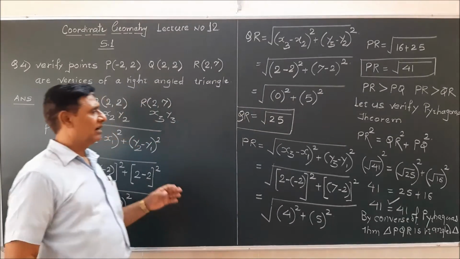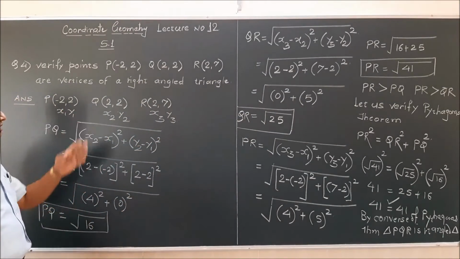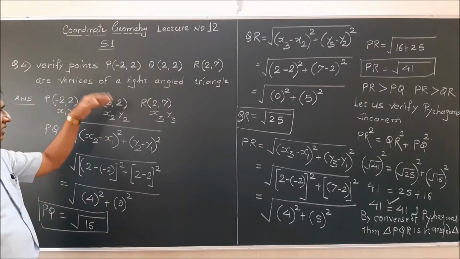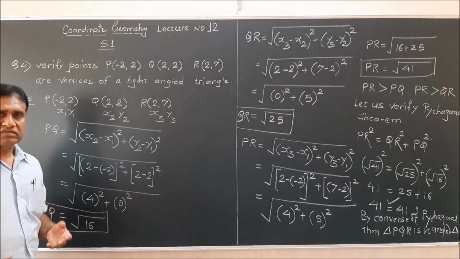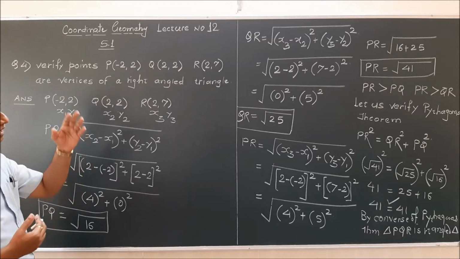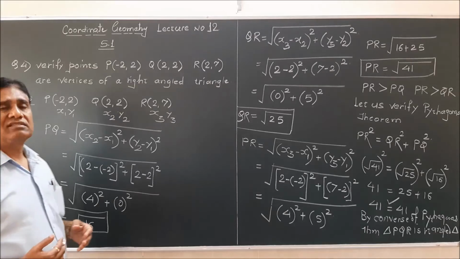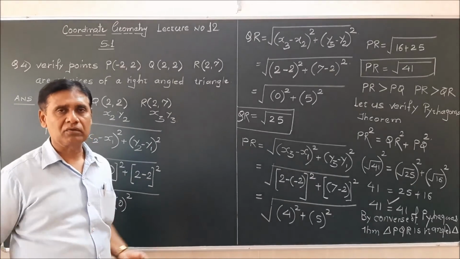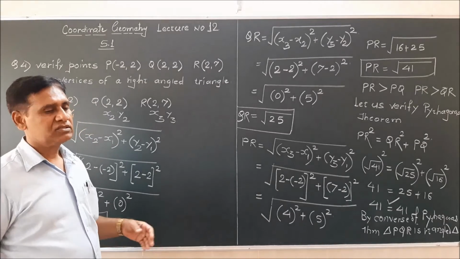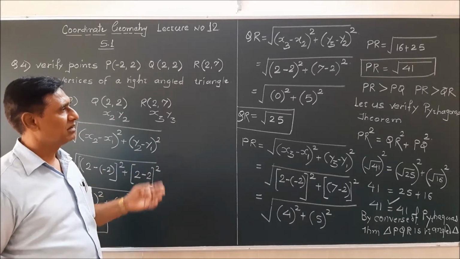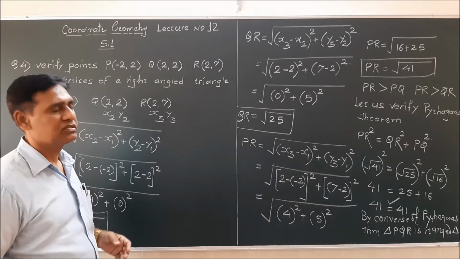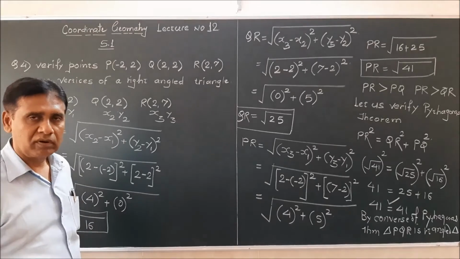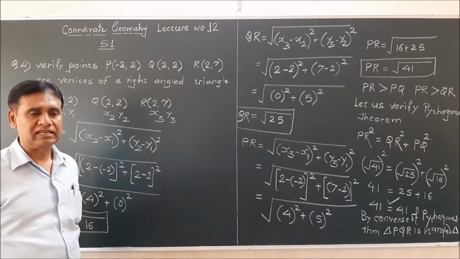First of all, I find out the value of PQ, then I find out the value of QR, and later on I find out the value of PR. After finding out these values, I came to know that the value of PR is the largest one. So by the property of Pythagoras theorem, since you all know the hypotenuse is the largest side, I got it as PR square is equal to PQ square plus QR square. So this is how we prove over here that it is a right angle triangle.